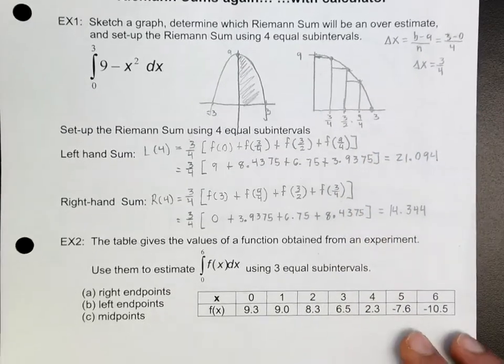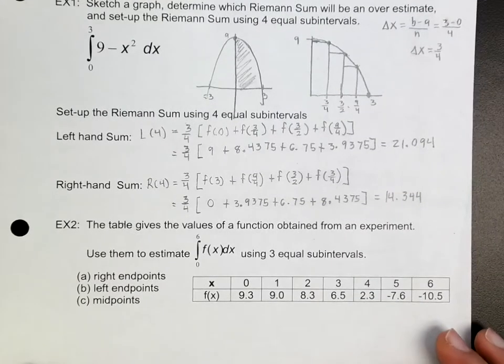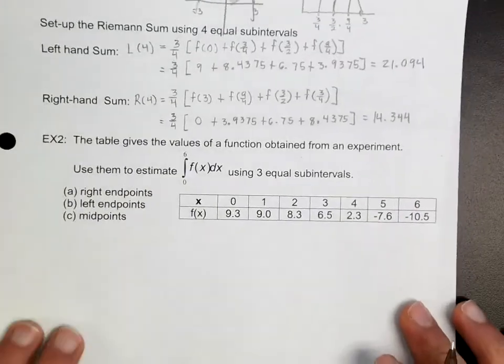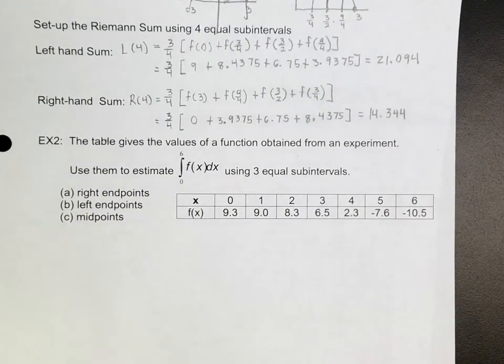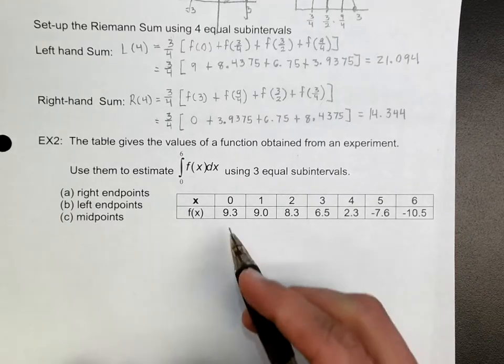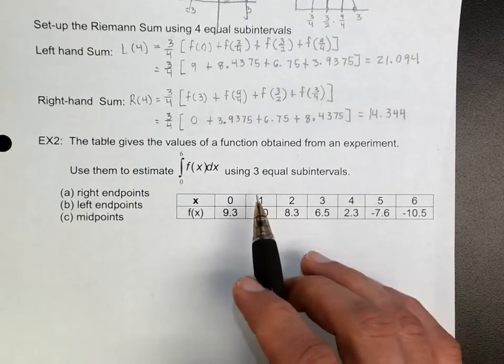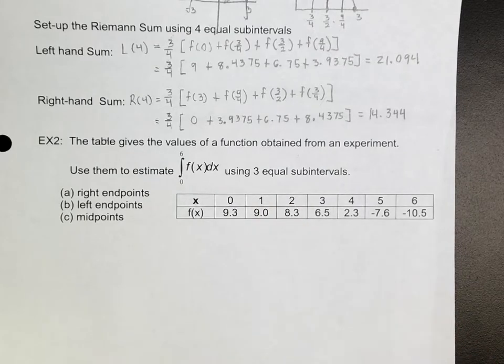So again, the Riemann sums are not hard, they're just kind of tedious. Actually, when I have a table, there's no need to graph this. First of all, you don't know exactly what it looks like other than you have these points, and when you have a table, it's actually faster. Notice that they want us to use 6 equal subintervals.